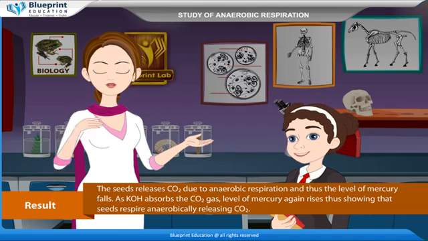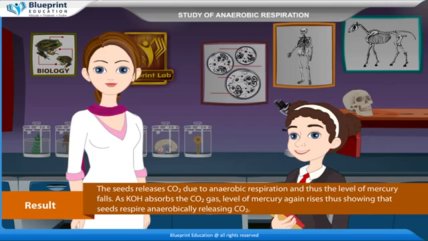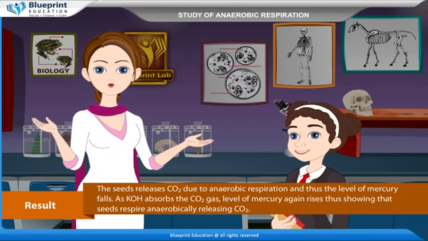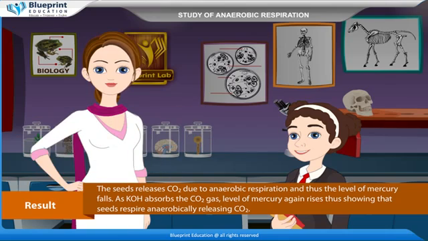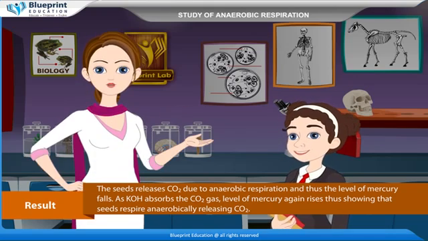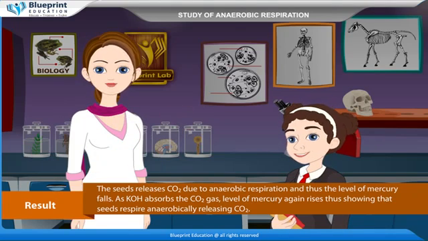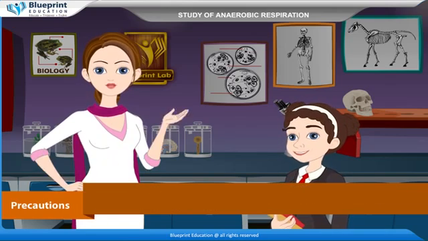Result: the seed releases CO2 due to anaerobic respiration and thus the level of mercury falls. As KOH absorbs the CO2 gas, the level of mercury again rises, thus showing that seeds respire anaerobically releasing CO2.